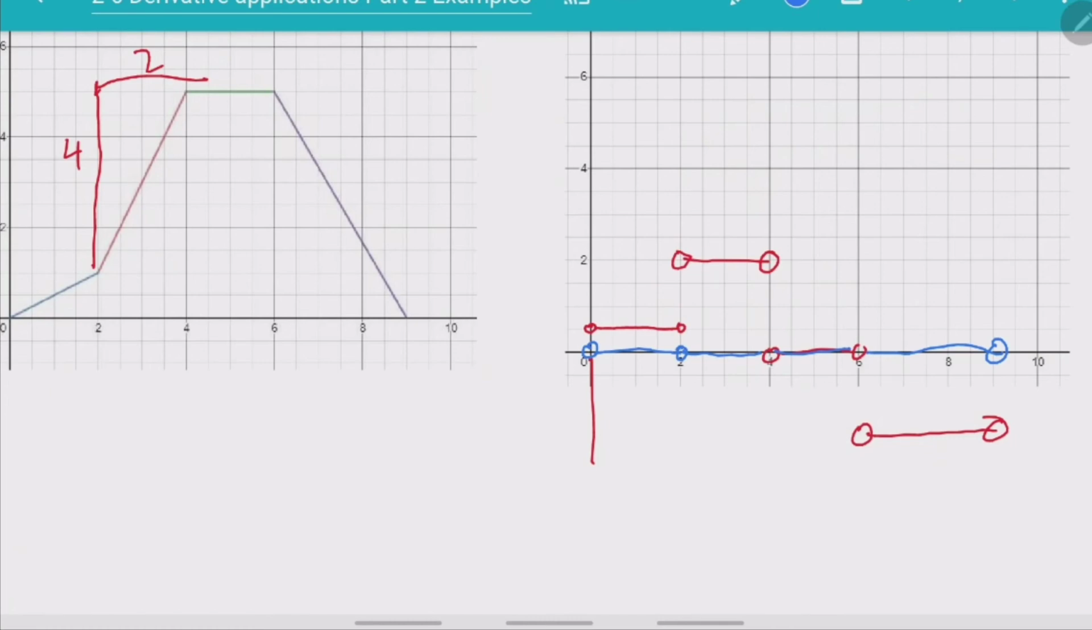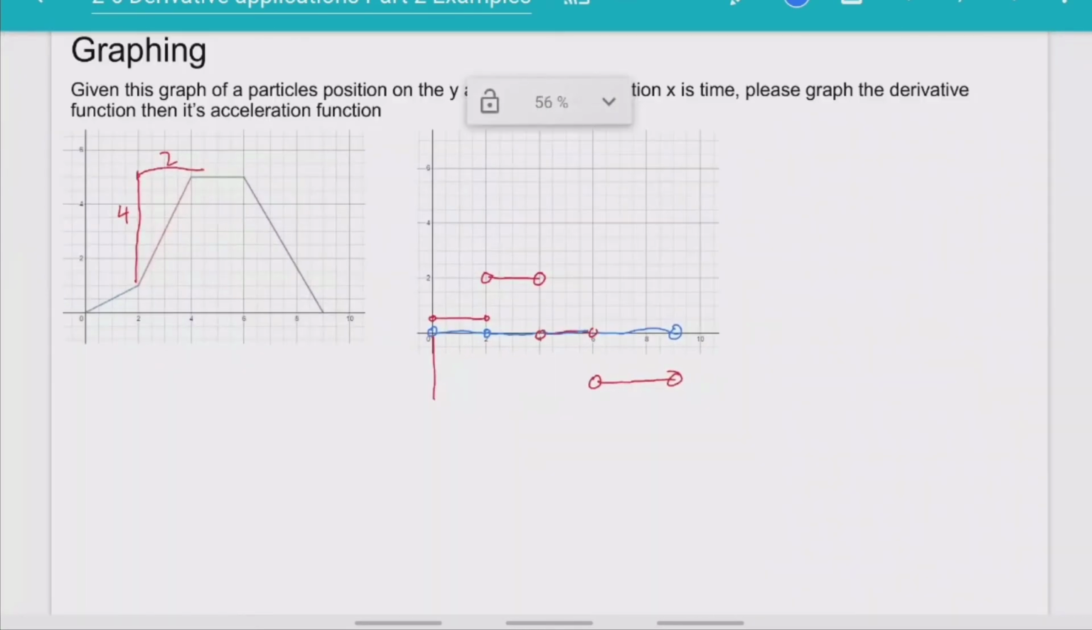So again, when we're doing graphing, all we have to remember is that derivatives are rates of change, or derivatives are slope. So we're just seeing for this section, what is the slope? For this section, what is the slope? For this section, what is the slope? And that's kind of how these graphing problems work.